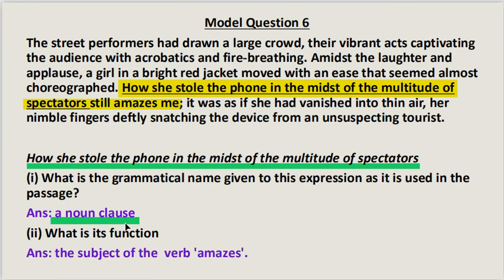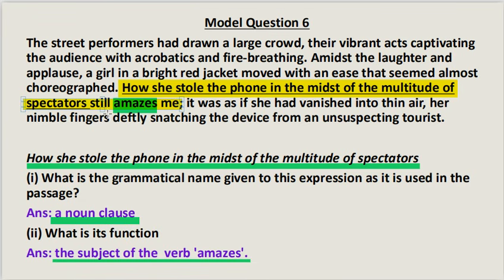And what is the function? It functions as the subject of the verb amazes. Still is not a verb, so do not say it functions as the subject of the verb still. In this case, still is not a verb, it is an adverb. The verb is actually amazes. So it functions as the subject of the verb amazes.